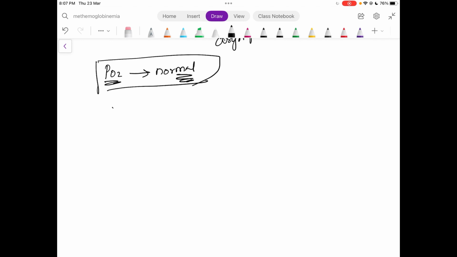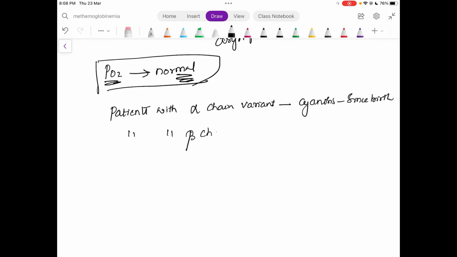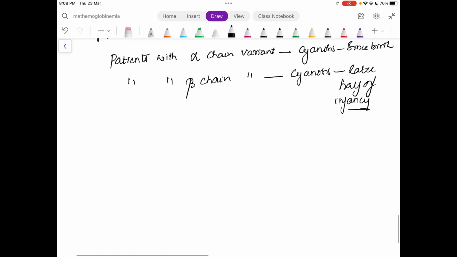Okay. Next, patients with alpha chain variant will have cyanosis since birth, but patients with beta chain variant will have cyanosis in the later half of infancy.